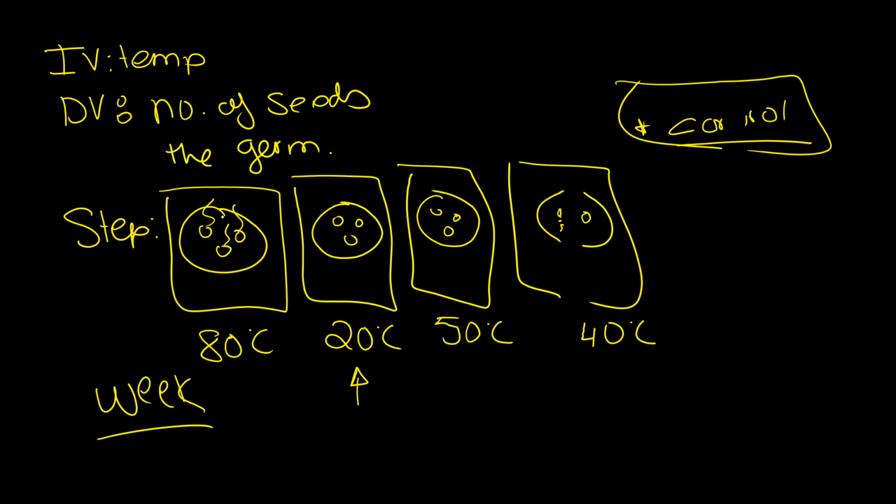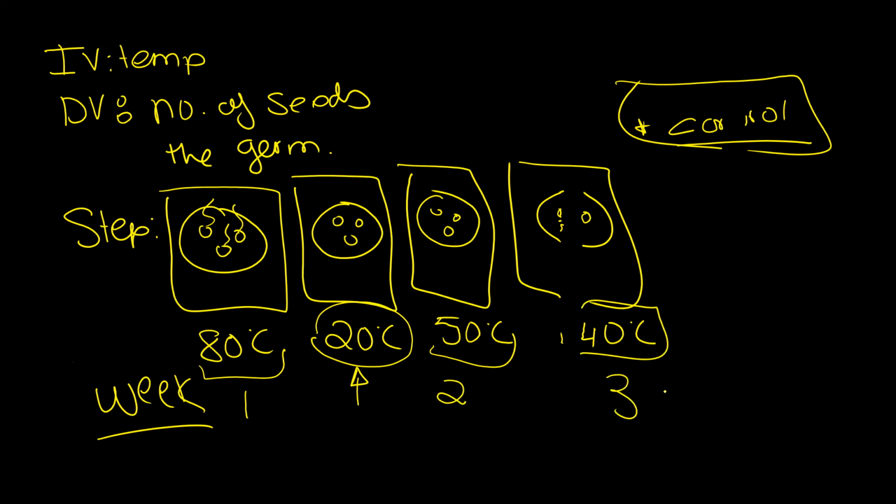Okay. Now, I also want to point out something in investigation questions. Do not give me results because some of you will improvise. They will tell me, for example, when the temperature was 80 degrees, 1 seed germinated. When the temperature was 20, none of the seeds germinated. When the temperature was 50, 2 seeds germinated. And when the temperature was 40, 3 seeds germinated. Who told you that? Did you do the investigation yourself? No, you didn't. In the question, you are asked to describe the steps. How will you do it?